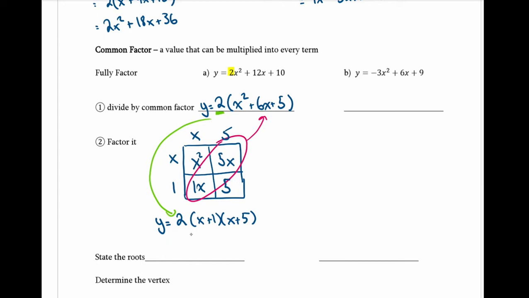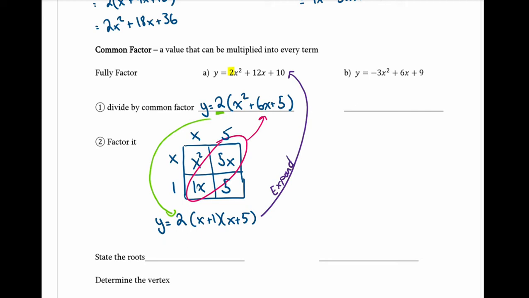And if we wanted to expand this, using the box method or FOIL method, we should work back to what we started with. So if we expand, that's what we go back to.